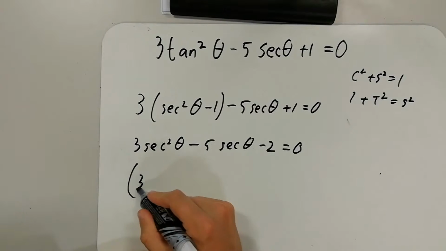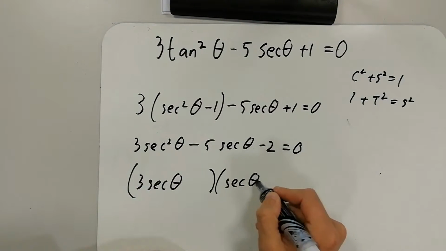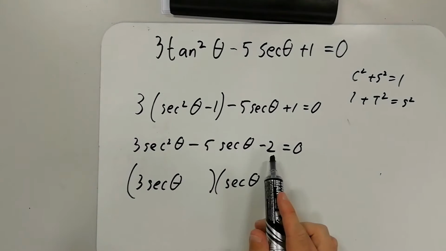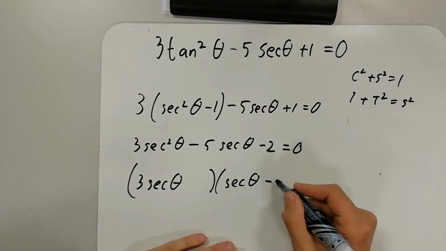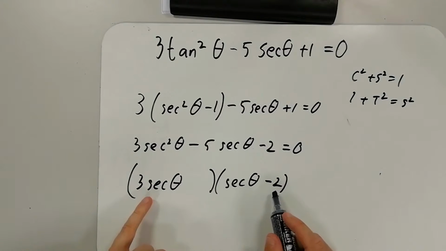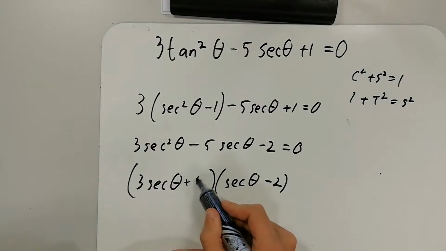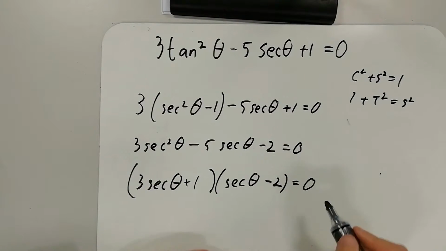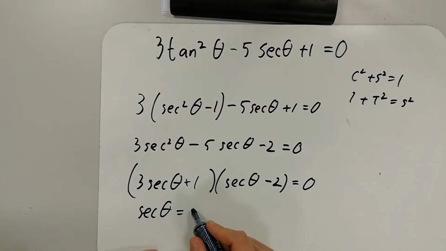Factorising this, it looks like it should factorise. 3 times 2 gives me 6, and 1 more I can get to there. So I have a minus 2 there, that will give me minus 6 sec theta. So I need to add 1. Factorised, I can see from here that sec theta is equal to minus 1/3 or 2.